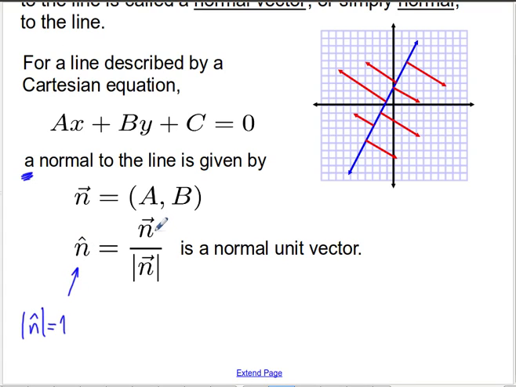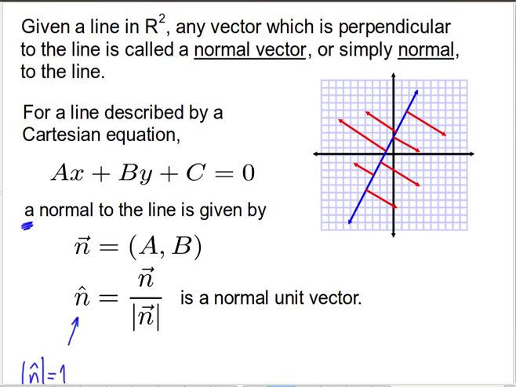And the way that we get a unit vector is something we discussed before. We start with the original vector and we divide by the magnitude of that vector. And that gives us the unit vector. Sometimes it will be convenient just to leave it in this form, a comma b, just any old normal. Or you might be asked for a unit vector, so you can do this conversion.